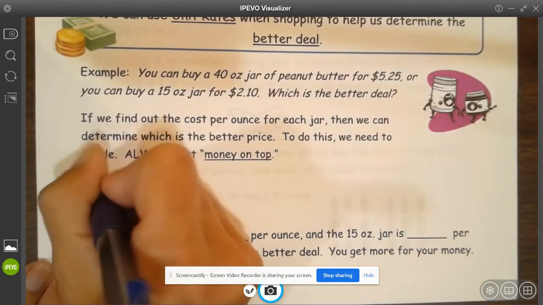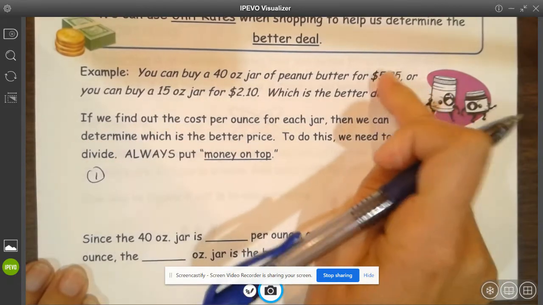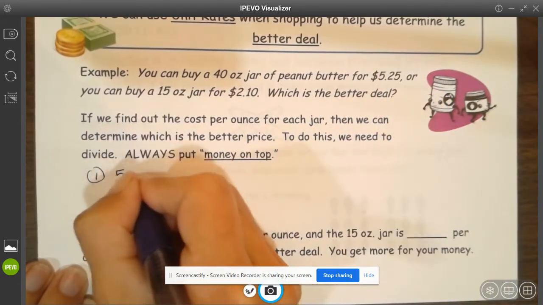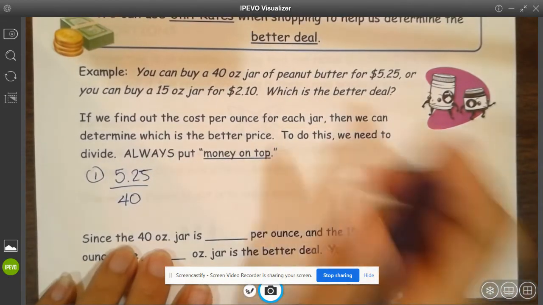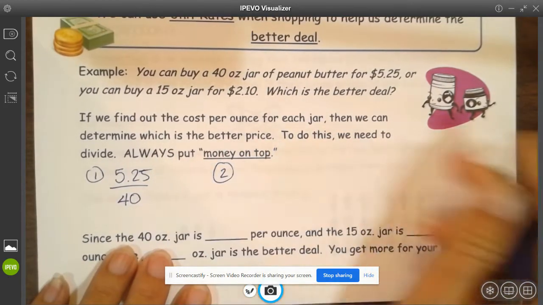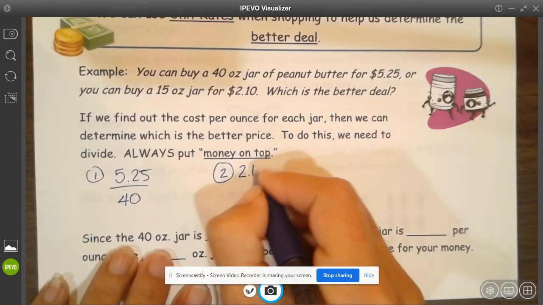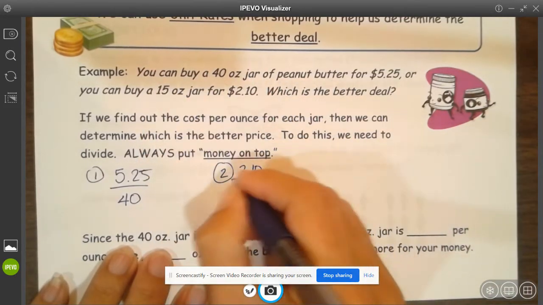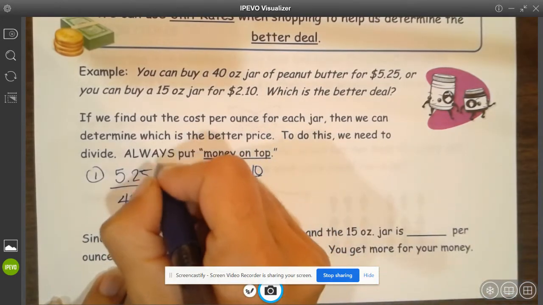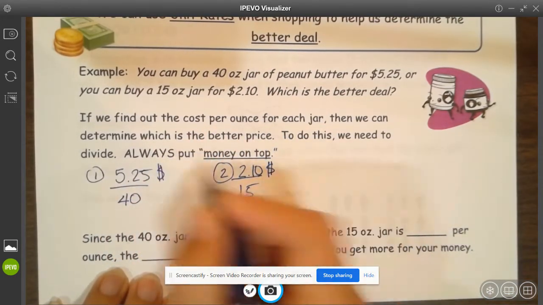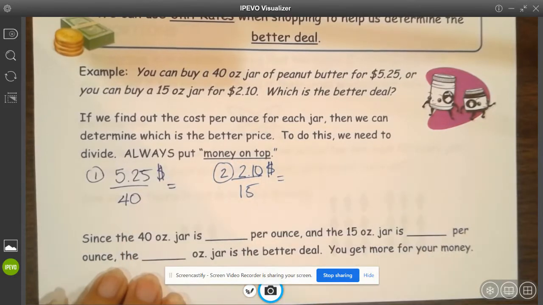Okay, let's do that. So the first deal was $5.25 over 40 ounces. And the second deal was $2.10 for 15 ounces. Notice that I put the money on the top, right? Money here. Okay. Now to find the unit price, you're going to divide.